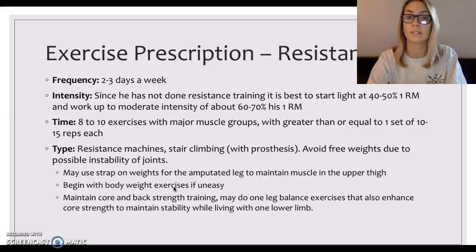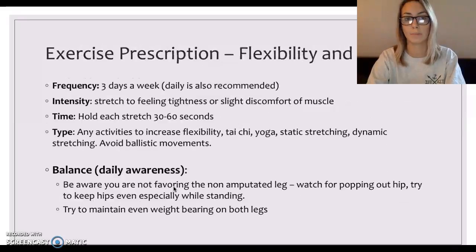The type could be resistance machines or stair climbing with the prosthetic, but he should avoid free weights due to instability of his joints. He may use strap-on weights for the amputated leg to maintain muscle mass in the upper thigh, but begin with body weight exercises if he is uneasy. He should maintain core and back strength training and may do one-leg balance exercises that will also enhance his core strength to maintain stability while living with one less limb.